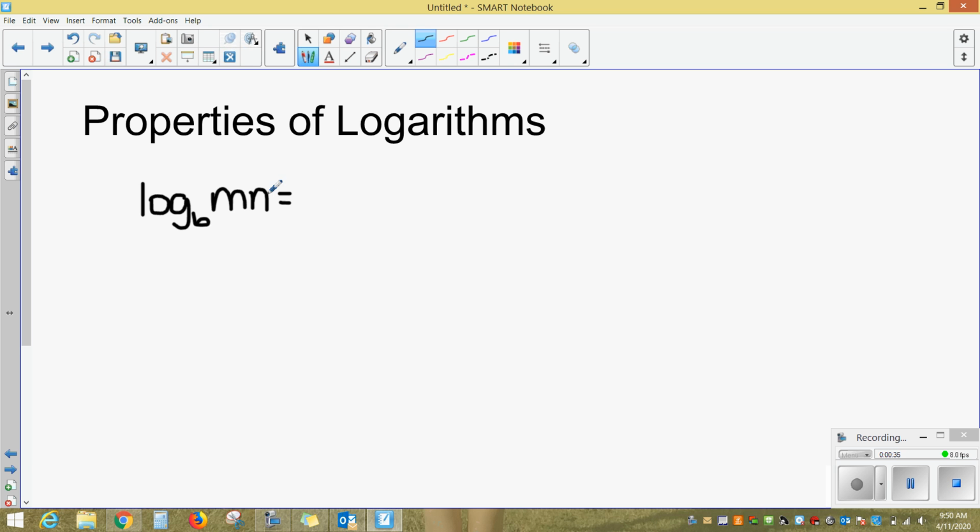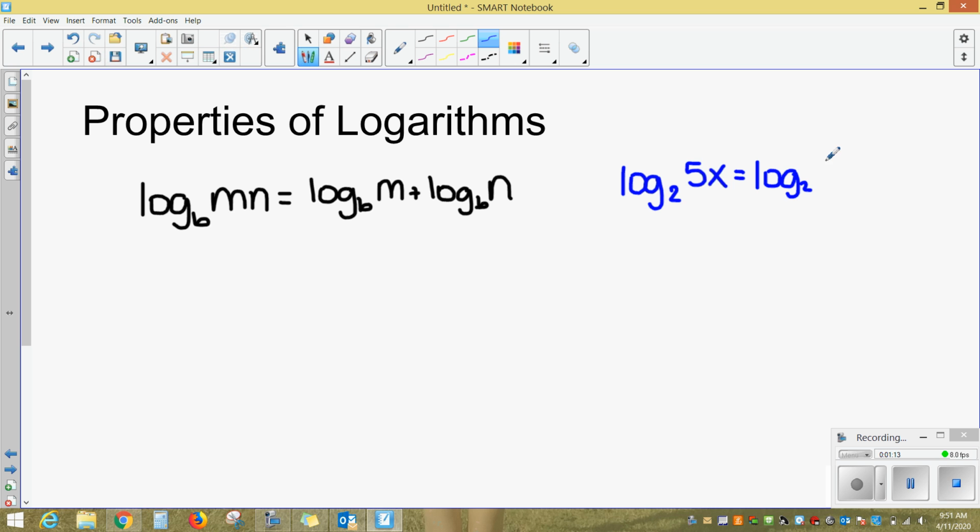If we have the log of a product of two things, the property says we can split that apart as the sum of the logs. Now notice that the base doesn't change, and it won't in any of the problems. If you're working in base 4, it will be base 4 across all of the steps. If you're working in base 3, same thing. But we have log base b of m plus log base b of n. As a quick example, if we have log base 2 of 5 times x, we can write that as log base 2 of 5 plus log base 2 of x.